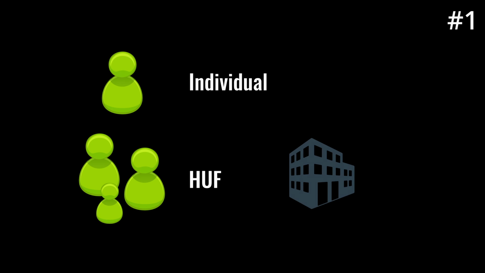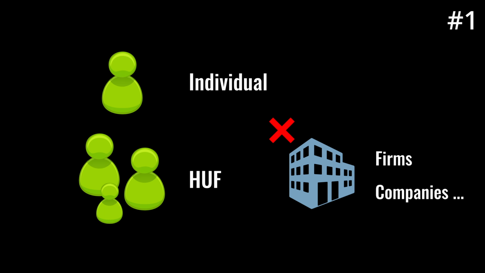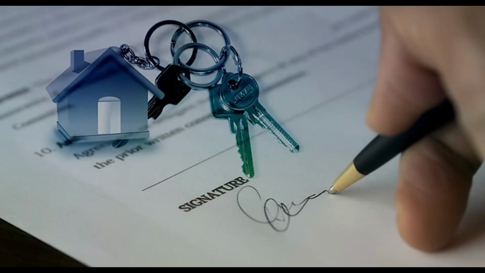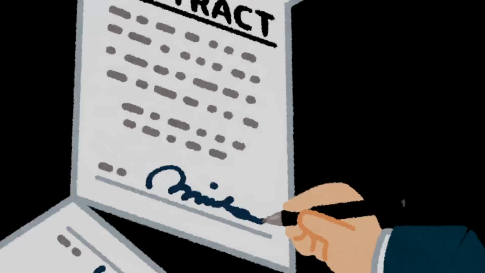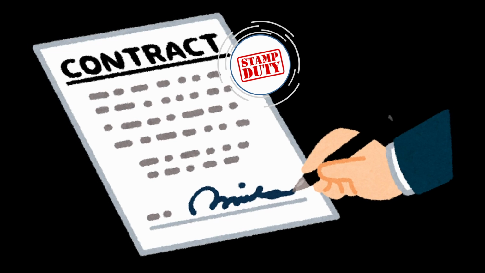In order to reap this benefit, you have to satisfy 2 conditions. 1, you have to be an individual or HOF. In other words, this benefit is not available for firms, companies, etc. 2, you have to register JDA. Just like you register sale or purchase of immovable property or gift deed with the sub-registrar office, you have to register your JDA by paying stamp duty at rates as applicable in your state.